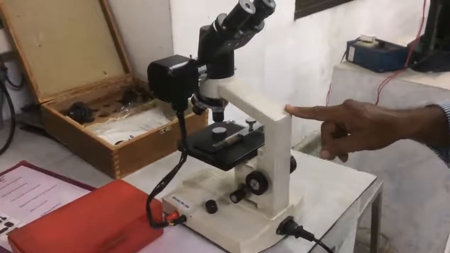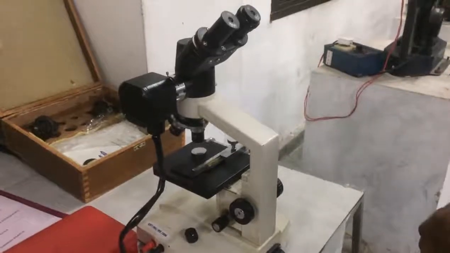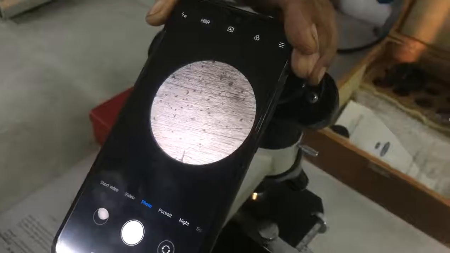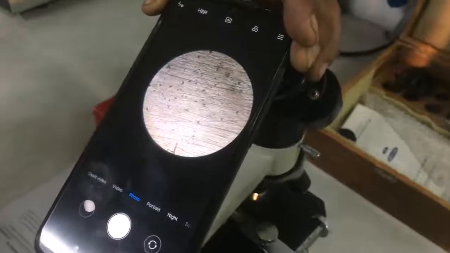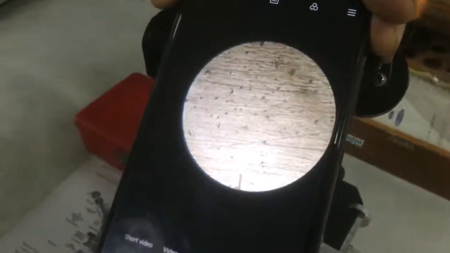During the microstructure check of a specimen, we use this microscope. As you can see, this is our workpiece, and through the microscope you can see the structure of this particular specimen.